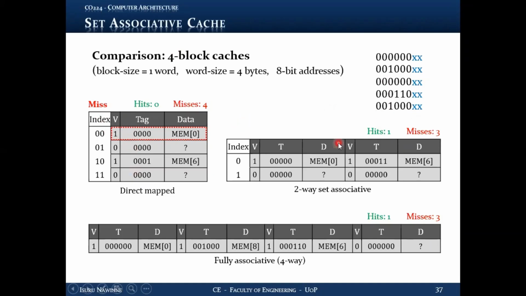Then in the two-way set associative, index is 0. We go to that entry. There are two ways. Do parallel tag comparison 00100.